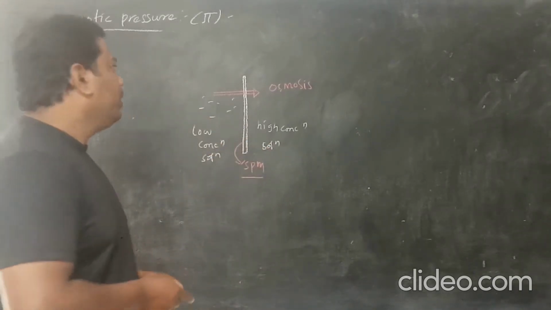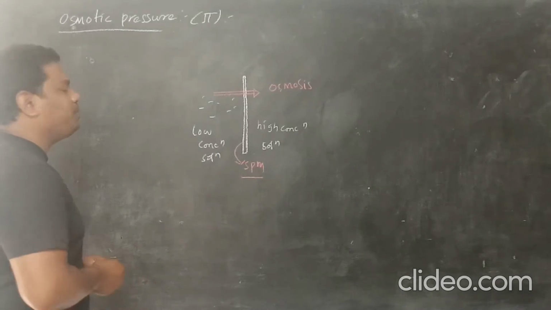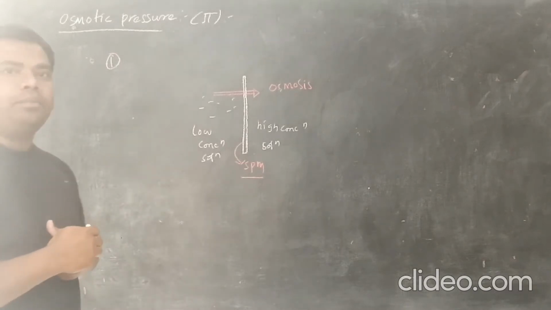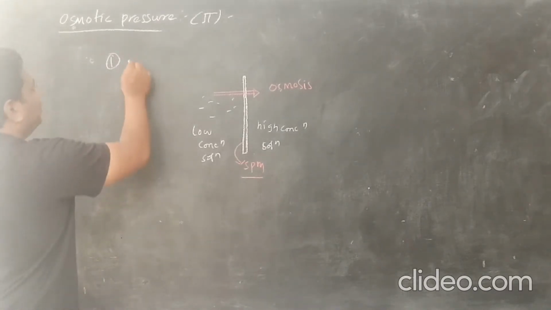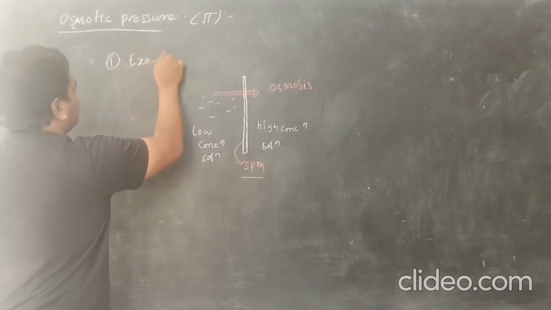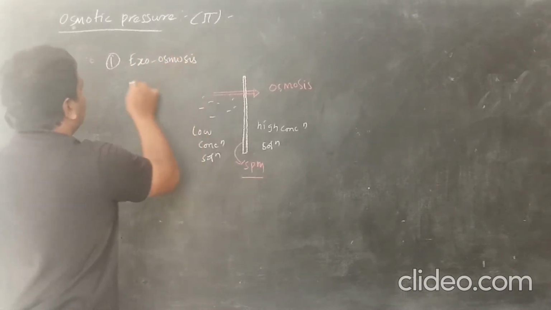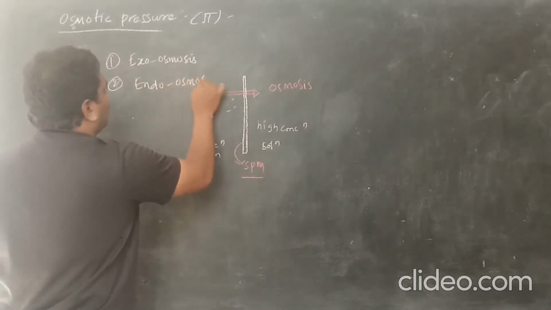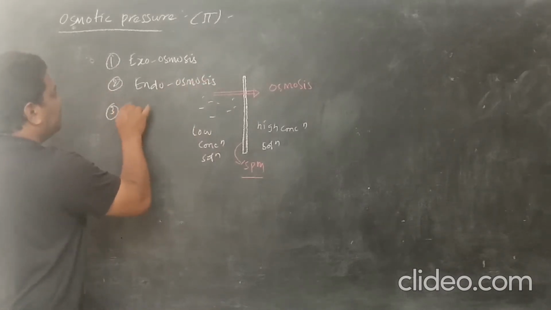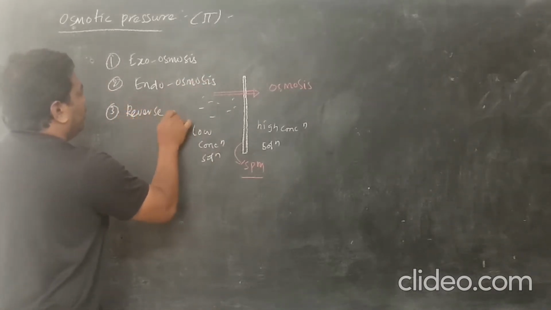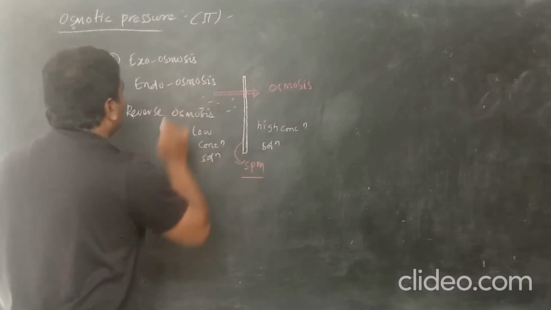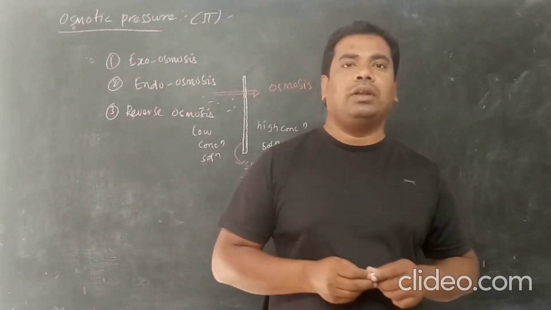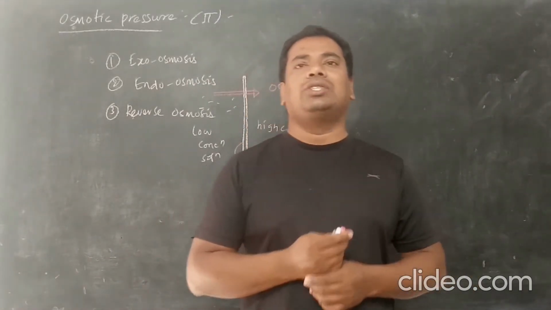Clear, student? Right. Generally the osmosis process is classified into three types. The first is exoosmosis, the second one is endo osmosis, and the third one is reverse osmosis. So exoosmosis, endo osmosis, and reverse osmosis. Clear, student? Right.